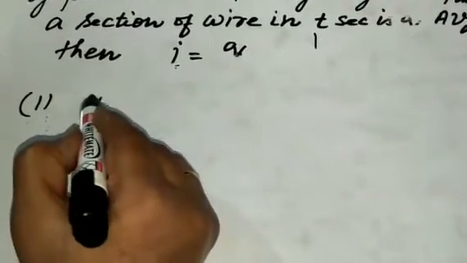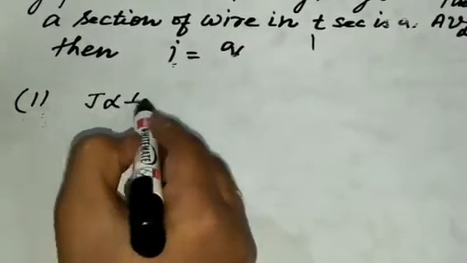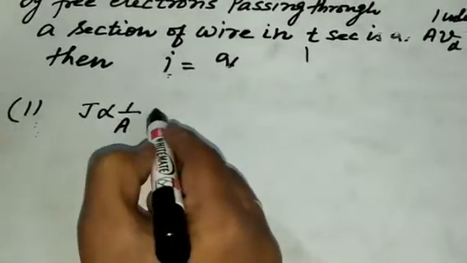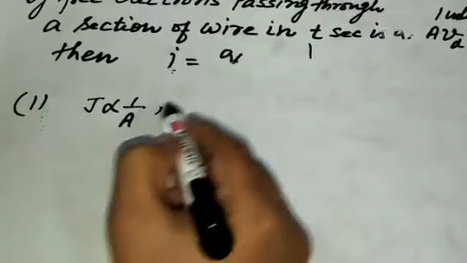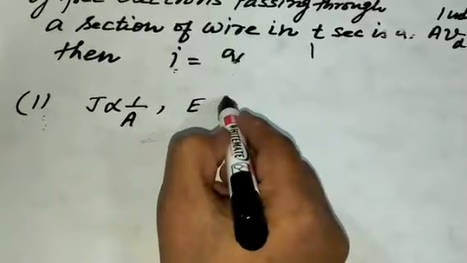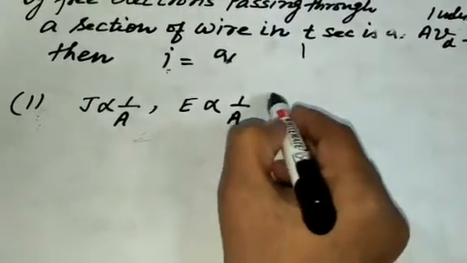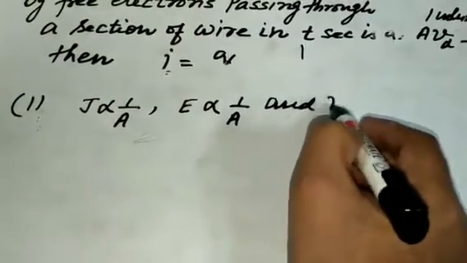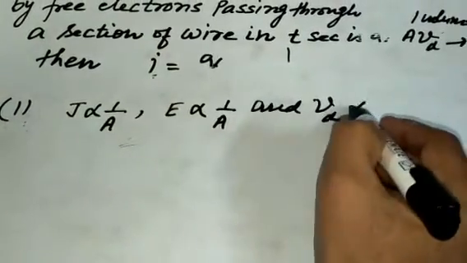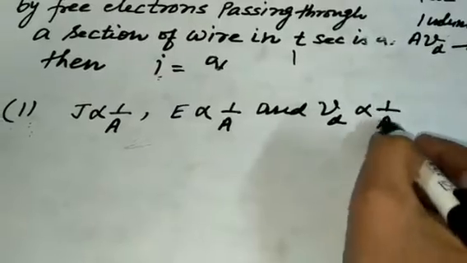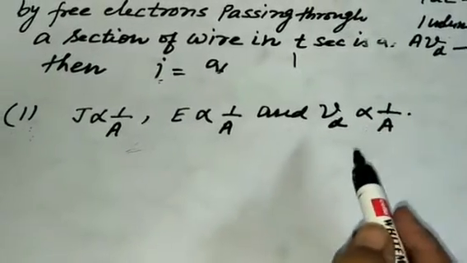It means current density J is inversely proportional to the area of cross section. Electric field is inversely proportional to the area of cross section, and drift velocity Vd is also inversely proportional to the area of cross section of the conductor.